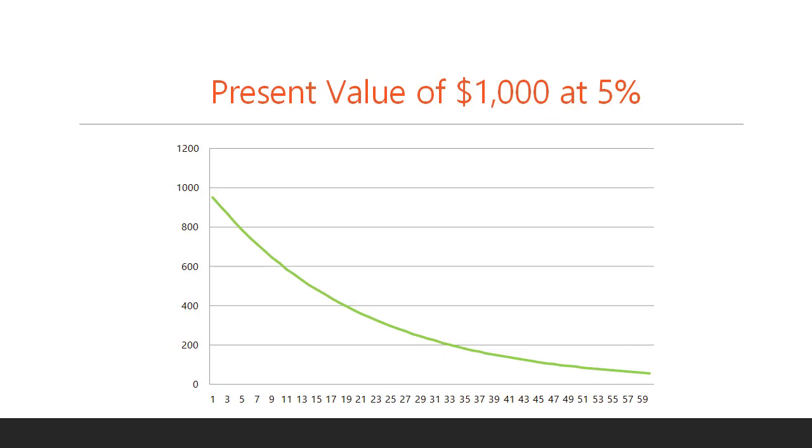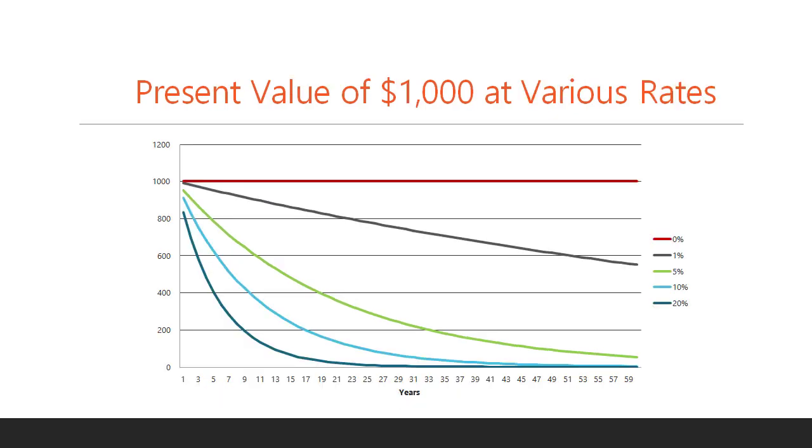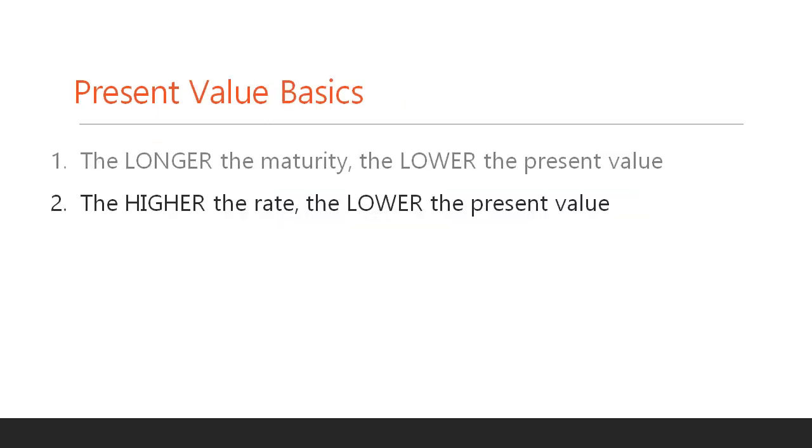So now let's look at how the interest rate affects this present value. We'll add some other interest rates to this chart and see what happens. Well, that's really a big difference. So this leads us to the second basic fact about present value, and that is that the higher the interest rate, the lower the present value.